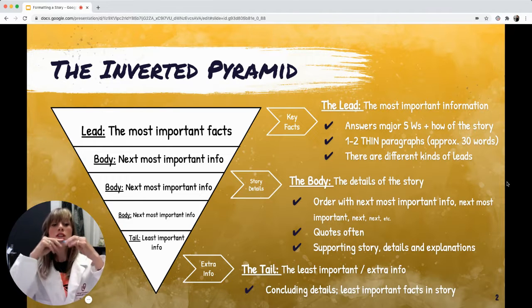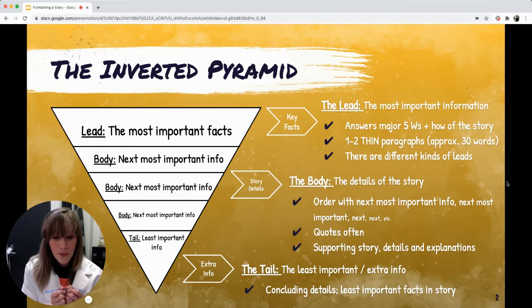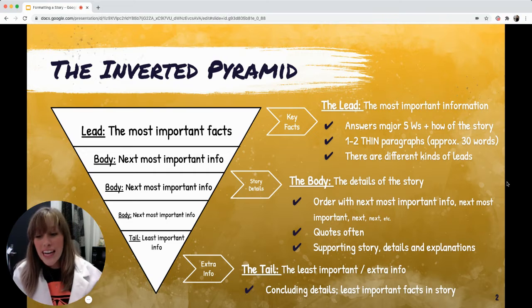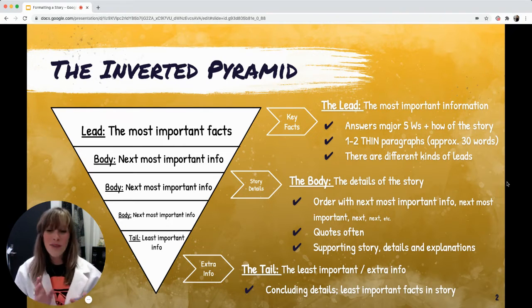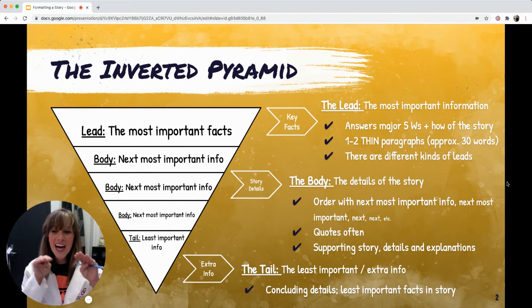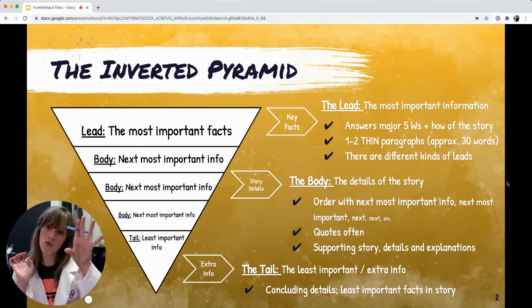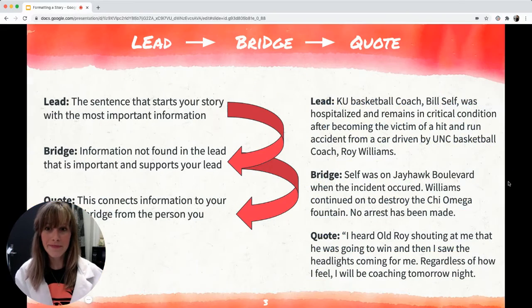And we're going to do the most important information, the next most important information, the next most important information, right? I stumbled over my words. And then we're going to have the tail, which is our extra info. It's our concluding details. There are our least important facts of the story. We've moved down to where if somebody doesn't read this part, they still know the meat of our story, right? Okay, if you need to pause here because you're like, wow, I don't remember that, pause now. Let's keep going.